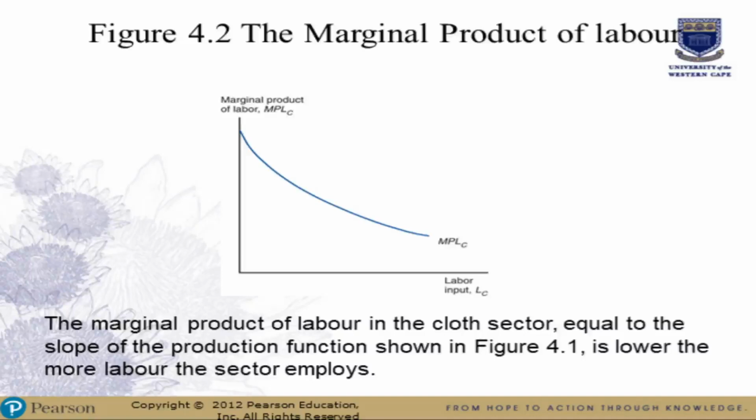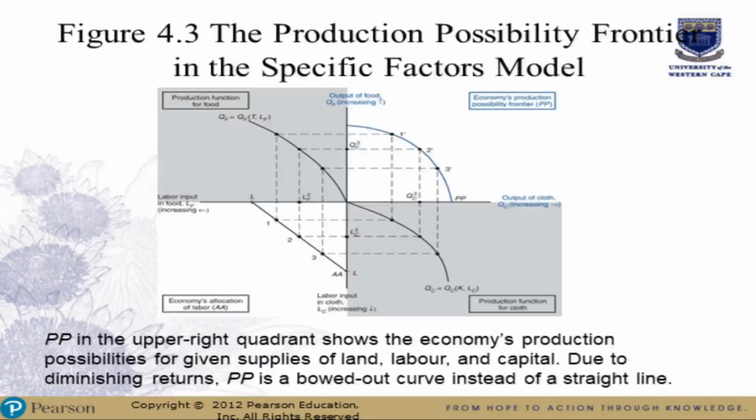The way we have illustrated the production function of cloth and the marginal product of cloth graphically, the same can be done for food production function and the marginal product curve for food. Now, let us use the cloth and food production function together with the total supply of labor in the economy to construct a production possibility frontier for the whole economy.